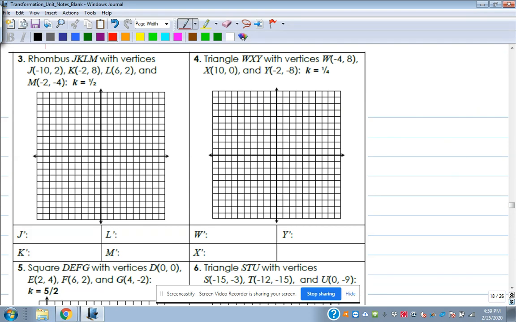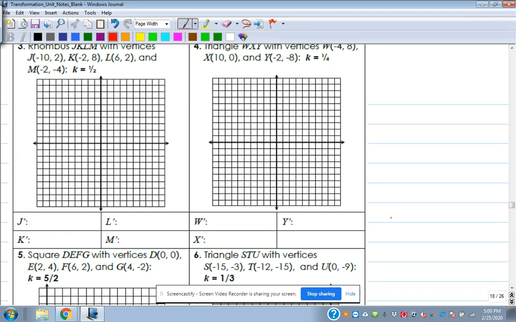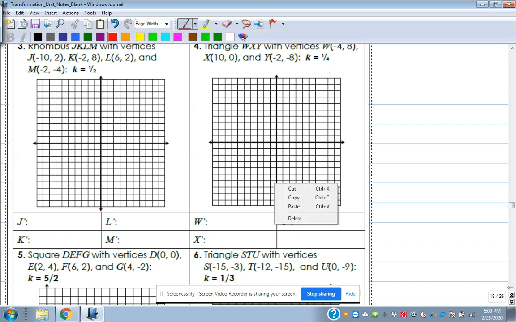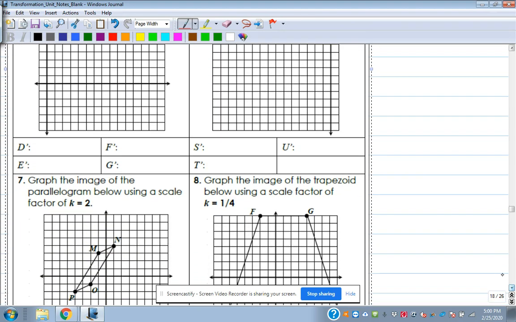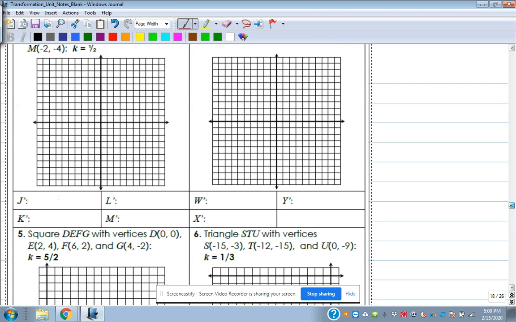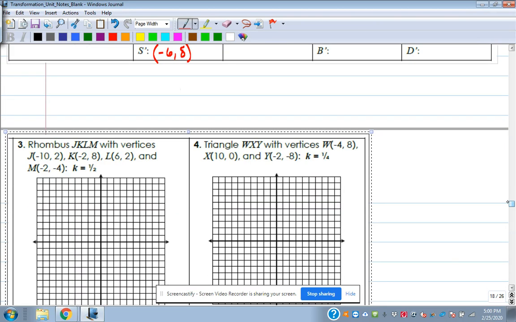Let's do number 3. Take a rhombus, and it says dilate that with a scale factor of 1/2. So that's going to reduce our picture and go from there. So I'm going to stretch out my picture here.